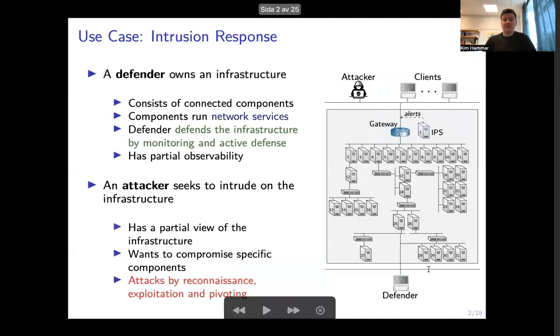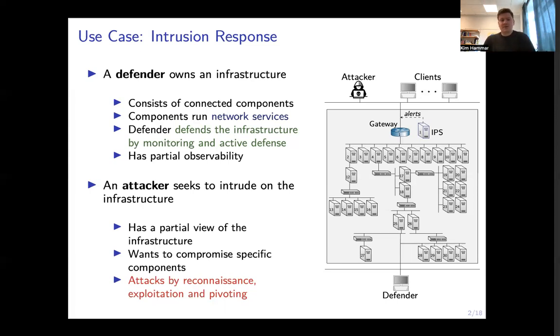So we consider the following use case. We assume that we have an IT infrastructure that you see here to the right. And this infrastructure consists of a set of connected components that jointly provide services to a client population. The infrastructure is managed or operated by an organization, which we in this context refer to as the defender. The defender can defend the infrastructure by a combination of monitoring the network to detect possible attacks and also actively taking decisions to respond to ongoing attacks.